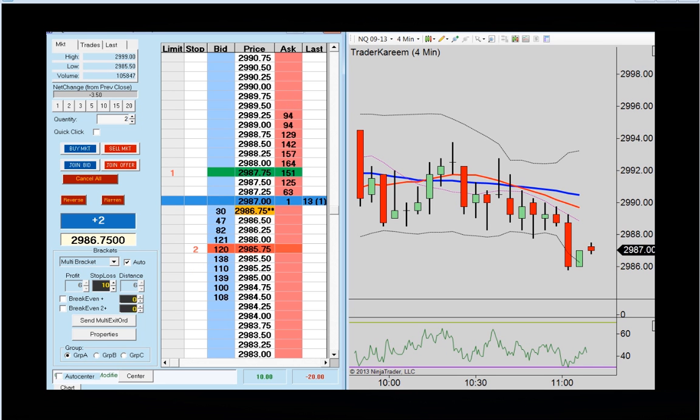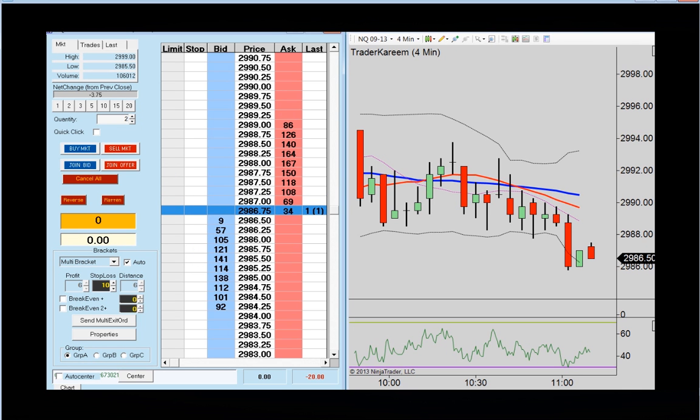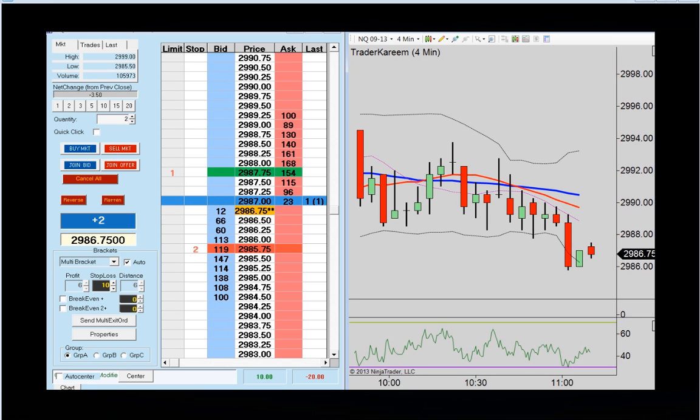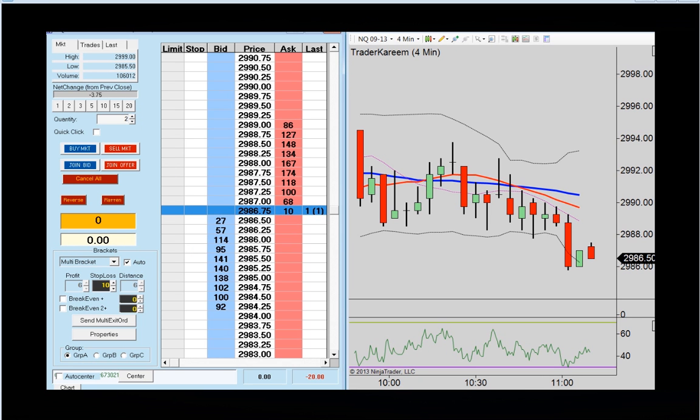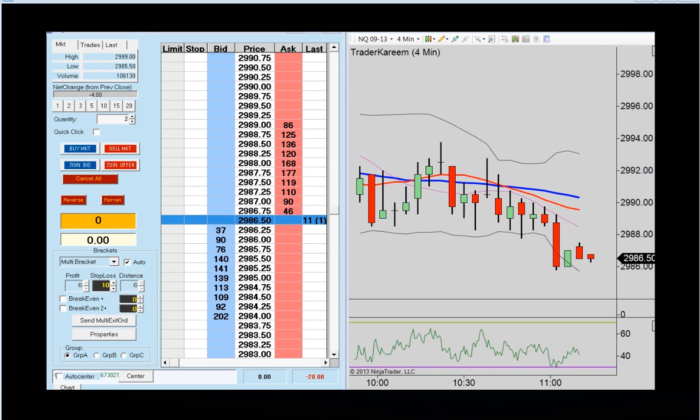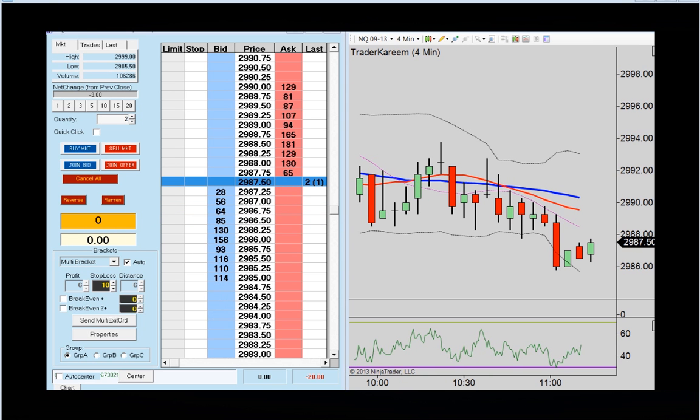And it should be... yes, I went out on plus 1 tick actually. So that was a scratch.